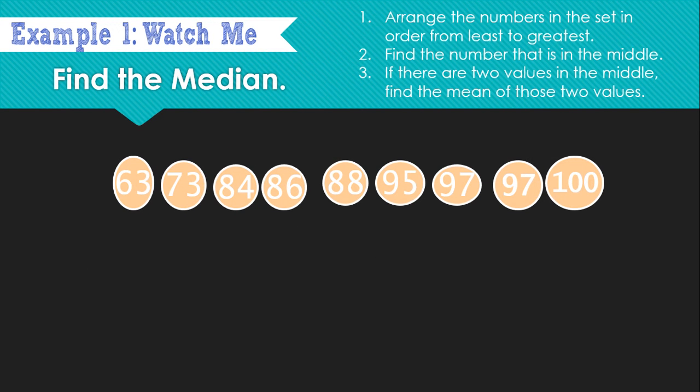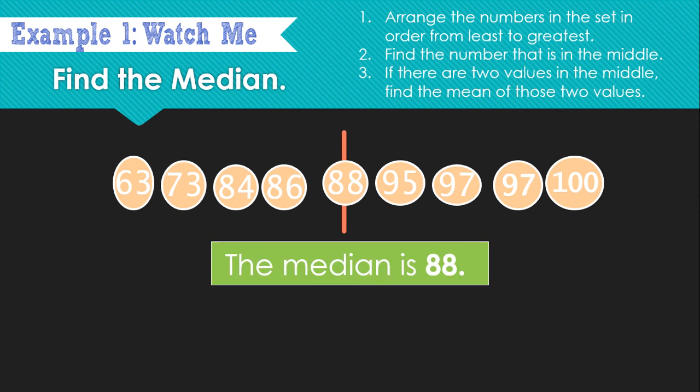Now, likewise, the median also describes the center of data, but this is exactly in the center of the data set in the physical sense. So we arranged the numbers in the set in order from least to greatest. So I took those same values, they're in order, and we find the number that's in the middle. If there are 2 values in the middle, we find the mean of those 2 values. So here I actually have a number that's in the middle. 88 is in the middle. So that is my median.